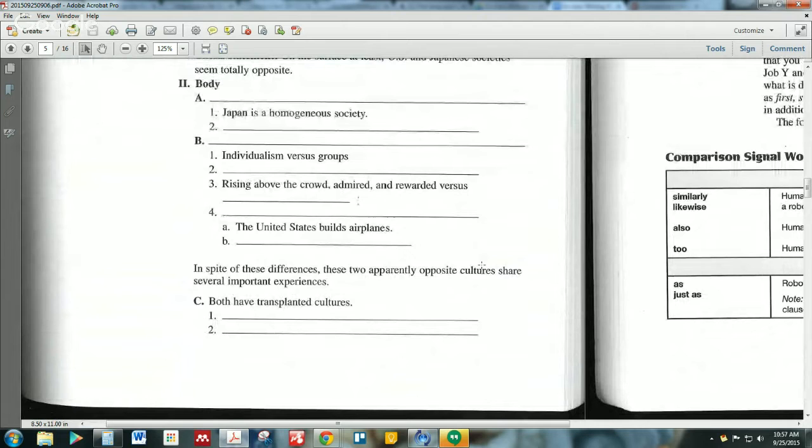So moving on, in paragraph 5, the topic sentences both have transplanted cultures. First, they talk about how each nation has a mother society, China for Japan, Great Britain for the US.